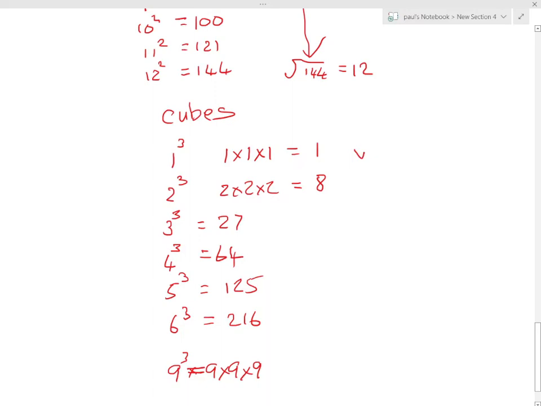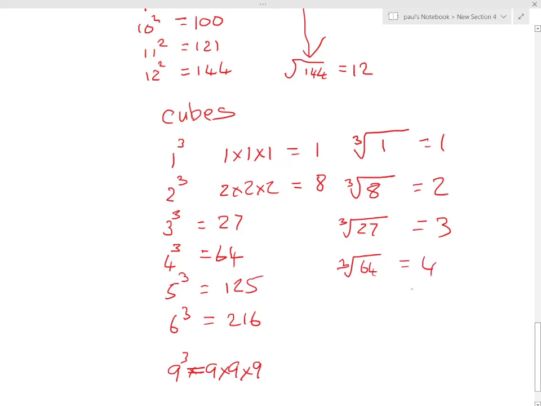So the cube root. To differentiate between a square root and a cube root, we put a little 3 in there. So the cube root of 1 equals 1. The cube root of 8 equals 2. The cube root of 27 equals 3. The cube root of 64 is 4. The cube root of 125 is 5. The cube root of 216 equals 6. That's about as far as you need to remember with the cube roots.